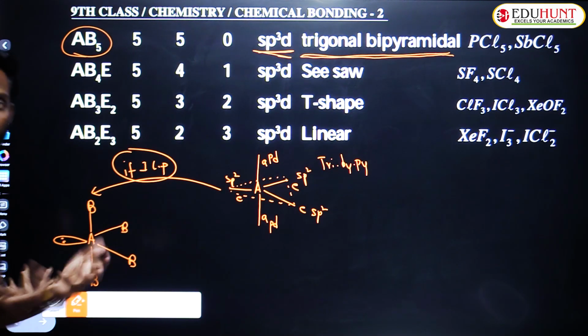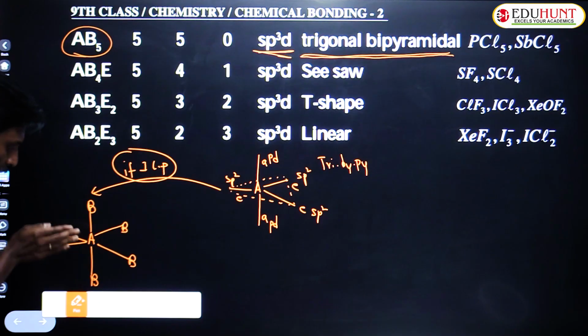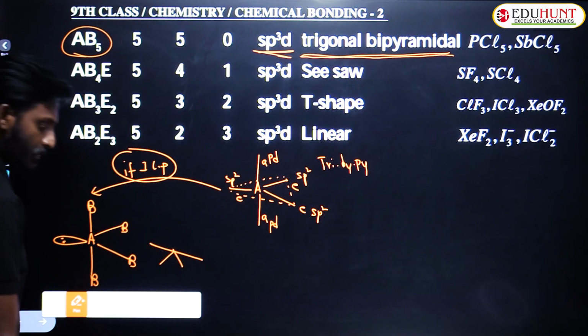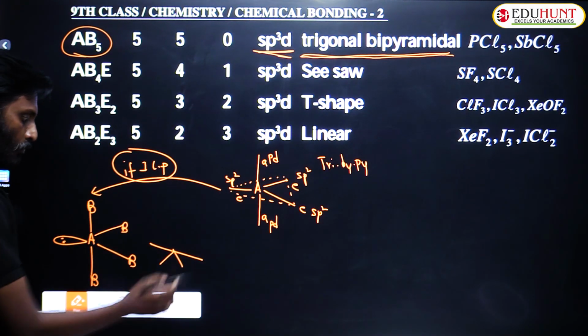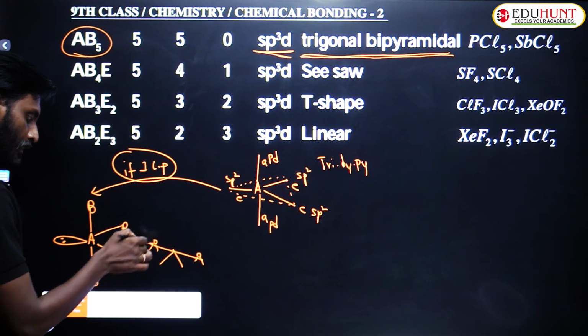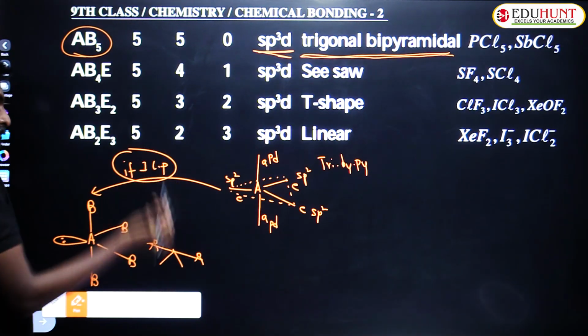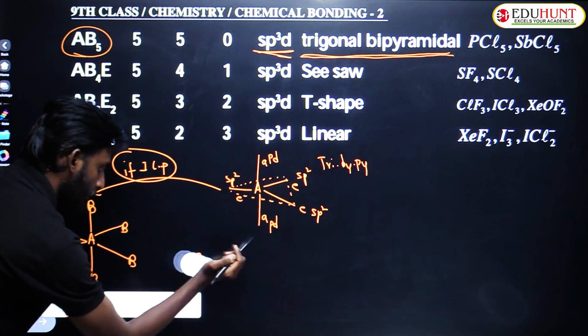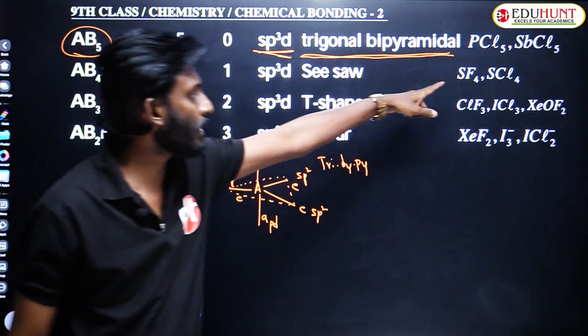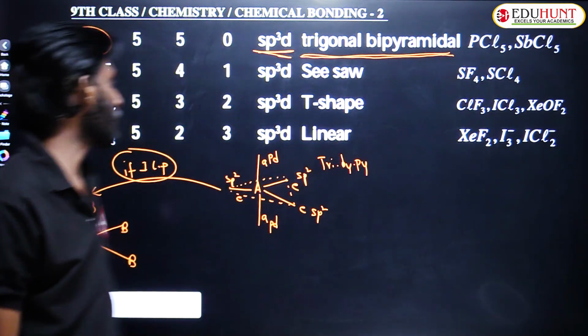But what about the shape, the molecular geometry? Now, ignore the lone pair. When you ignore it, this is going to be seesaw. Kids play in the garden like this: one kid will be here, one kid will be here. If this kid goes down, the other kid moves upwards. Seesaw shape. The examples are SF4 and SCl4.